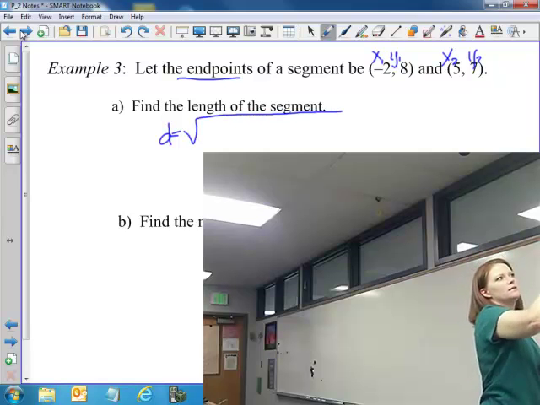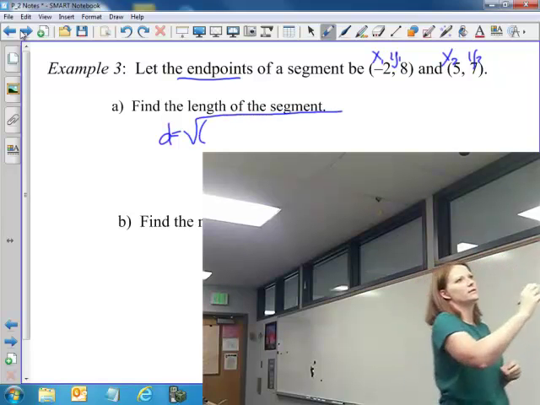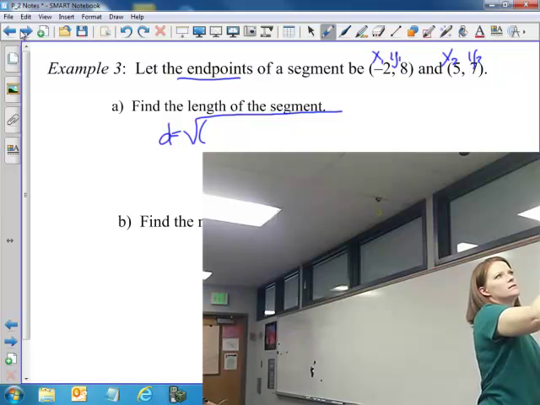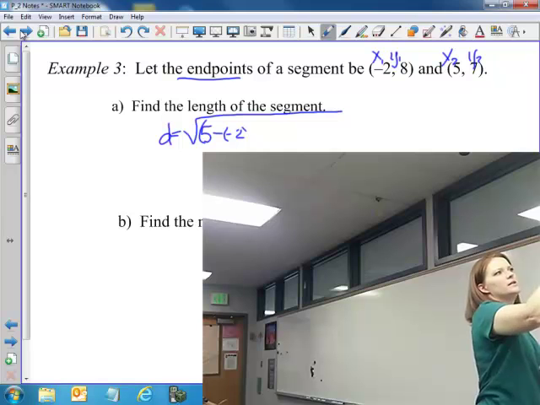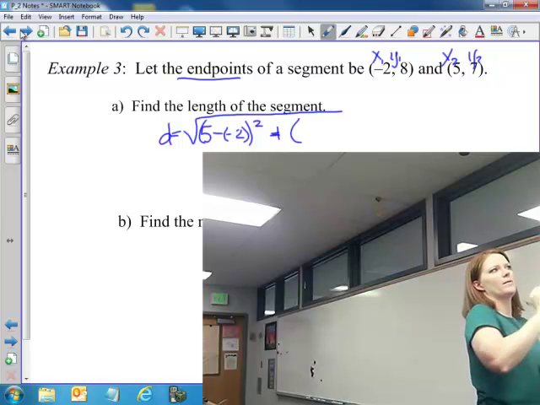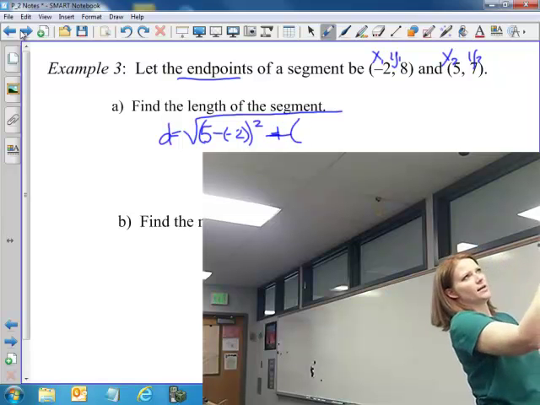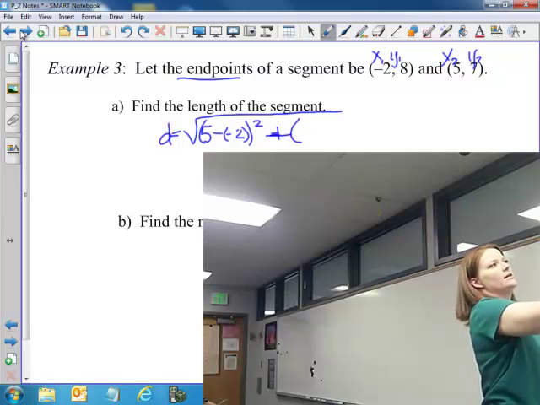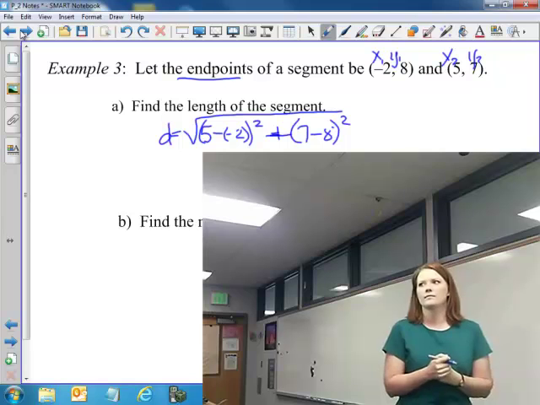So what we're going to do is plug this into our formula for distance. I don't really need to rewrite the formula, do I? No, distance. Change in x, 5 minus a negative 2, which would really be 5 plus 2. Yes, it would. Plus, and we're adding, because that's coming from the Pythagorean theorem. Square root. 7 minus 8 squared.